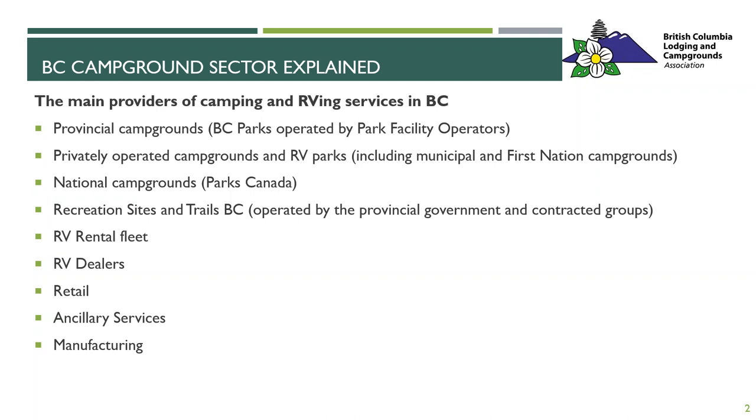And we're talking about 500 campgrounds across British Columbia, representing about 30,000 sites. And then we've got national campgrounds, which are run by Parks Canada, of which we have 14 located in British Columbia, some of them being marine. And then we have recreation sites and trails, which are operated by the provincial government, but are partnered with various groups, some of which are First Nations and some are charitable groups.